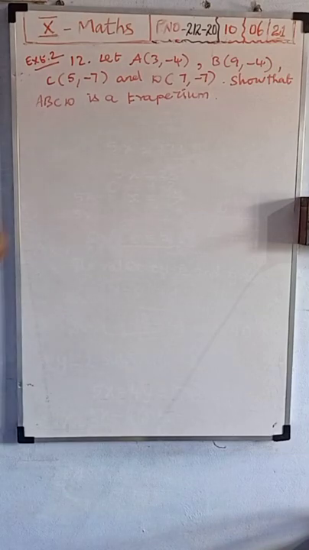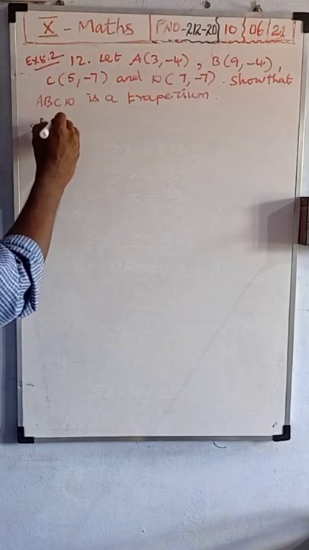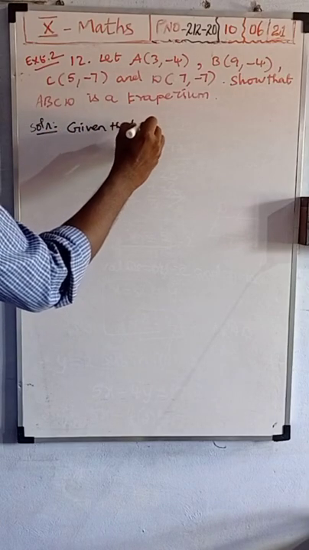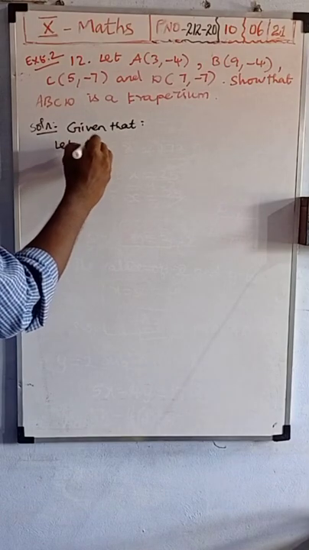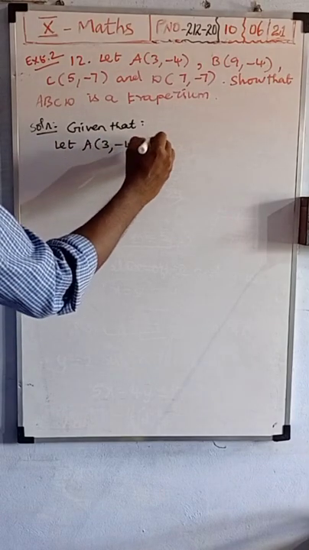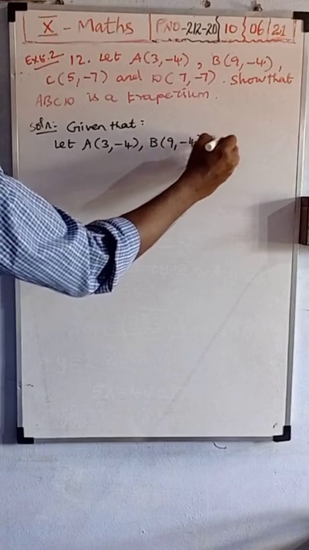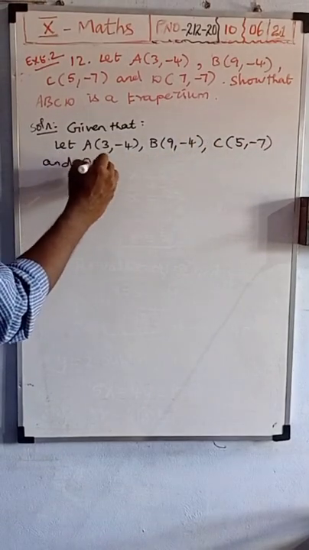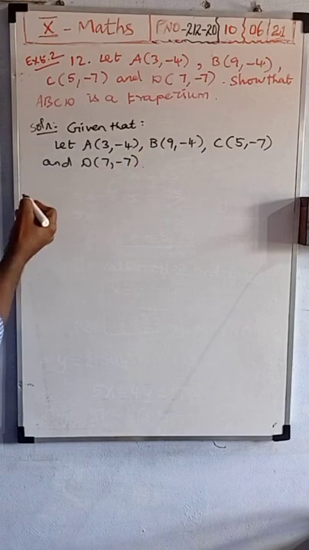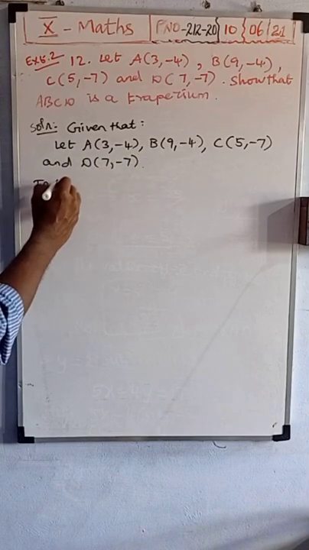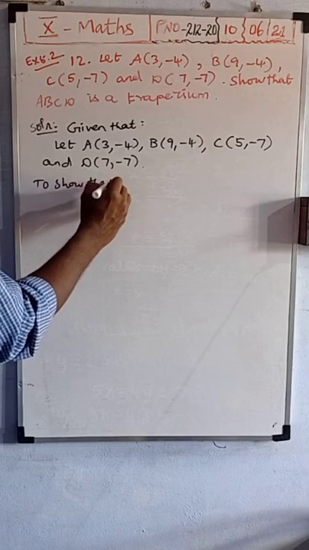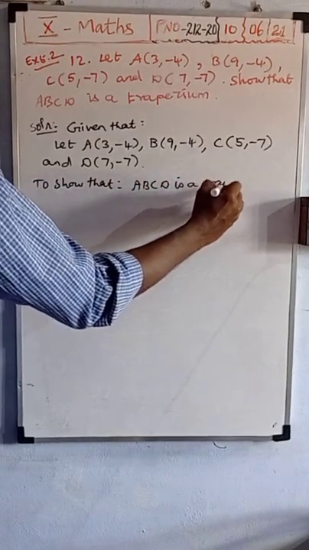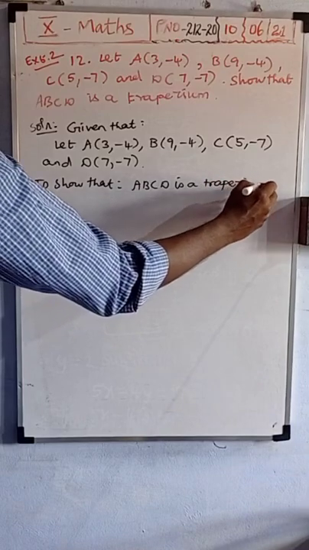See the solution. Now you write, given that A is 3 comma minus 4, B point is 9 comma minus 4, C point is 5 comma minus 7, and D point is 7 comma minus 7. These are the given points. Then we want to show that ABCD is a trapezium. First you want to know what is meant by trapezium.